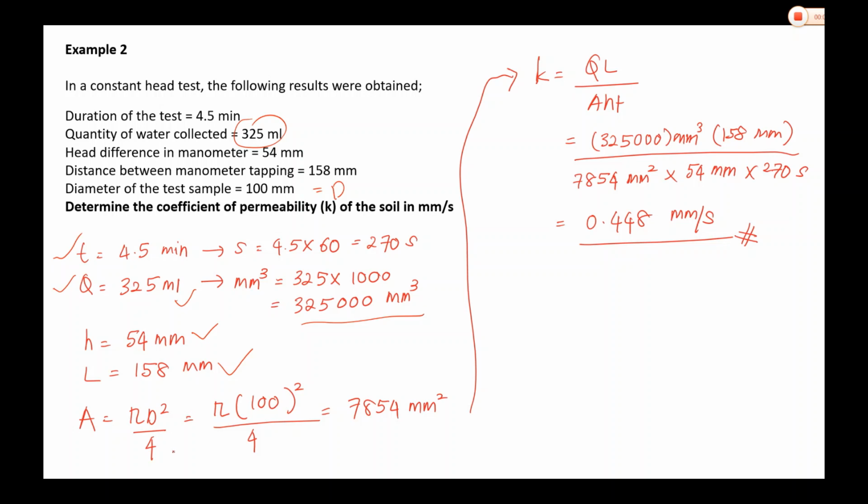Okay. And then we need to calculate the area because area not given, but then the diameter is given. So A sama dengan pi d squared over 4. So this is the area for the sample. Straightforward, masuk dalam this equation. We have the Q, we have the L, and then A, H, T. Okay, since soalan nak mm per second, so from 4.5 minute kita tukar kepada second. Okay, which is 270 second. So kita tukar second kat sini. So this is the answer.